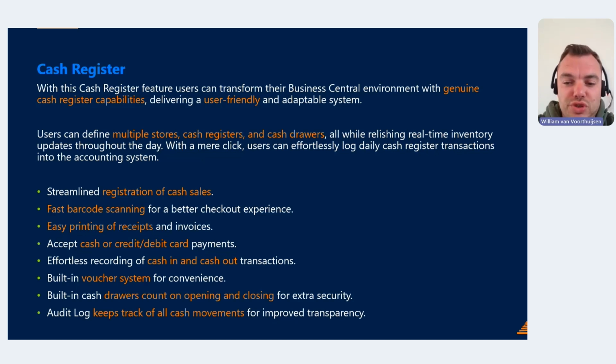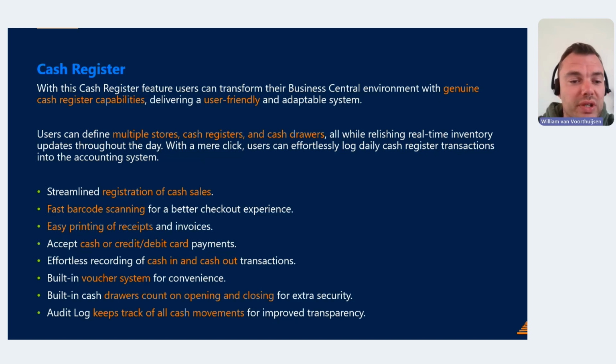So the UI is of course just Business Central, but we have minimalized the screens, etc., so that it's easy for the people at the cash register to process the cash sales, so to say. With cash register, you can define multiple stores, multiple cash registers, and also multiple cash drawers. And with that, we have enabled that your employees or the employees of the end customer can make use of cash register functionality according to multiple stores, multiple registers, etc.